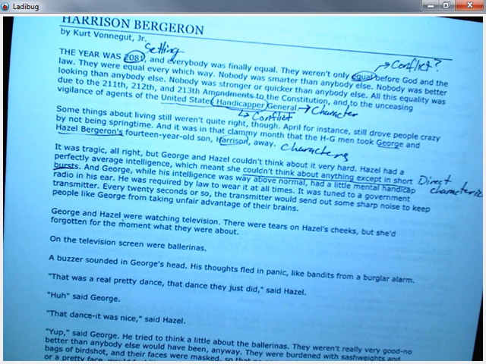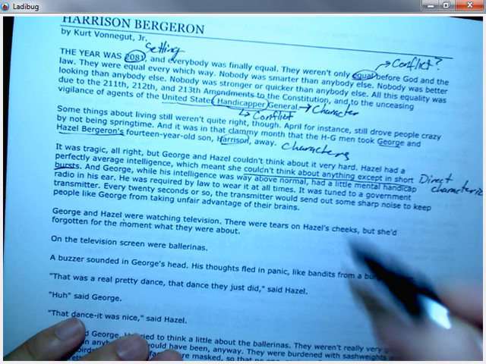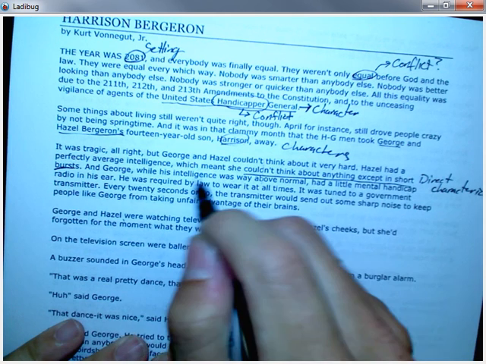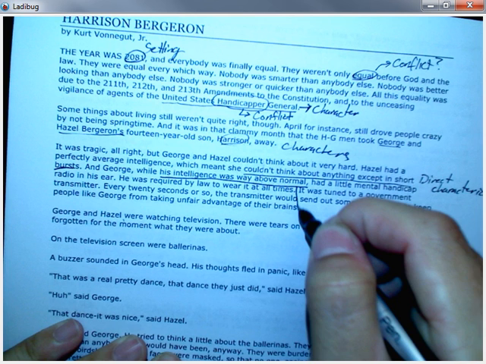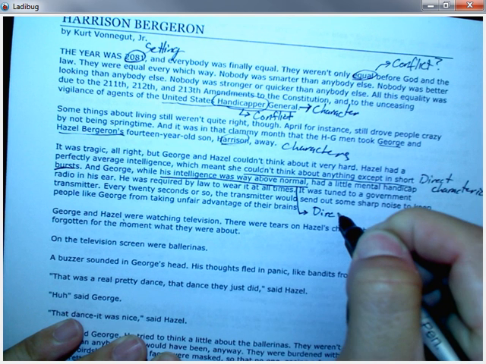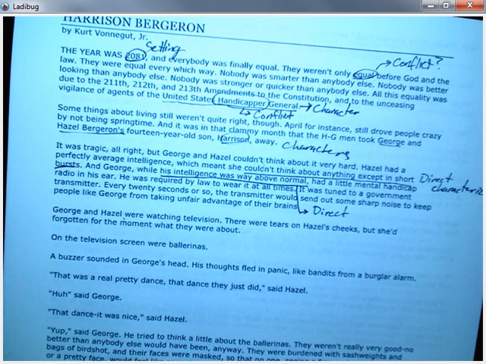And George, while his intelligence was way above normal, so his intelligence was way above normal. I'm going to write that that's direct as well. Because again, the author is just telling me.